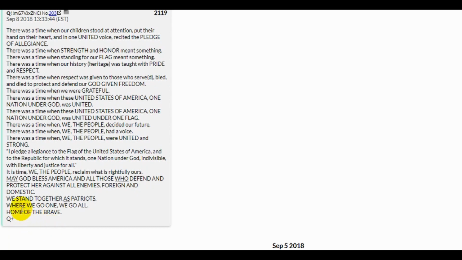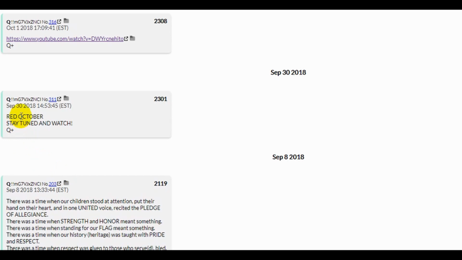Going to the September 8th post, we have more exclamation. In this case, more all caps. We stand together as patriots, where we go one, we go all, home of the brave. So there's an emotional tone in having everything as all caps. September 30th, 2018, all caps again, and also exclamation mark. Stay tuned and watch, exclamation.